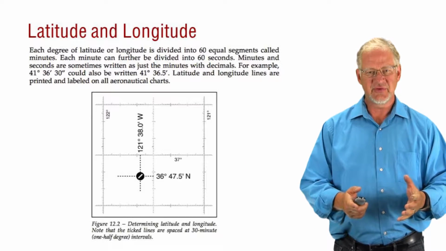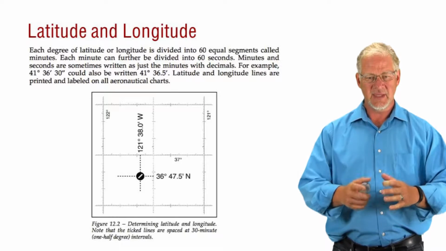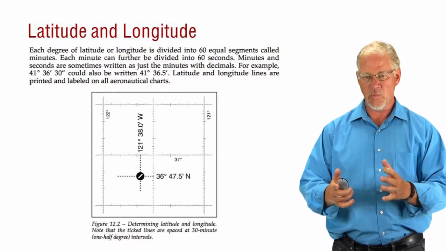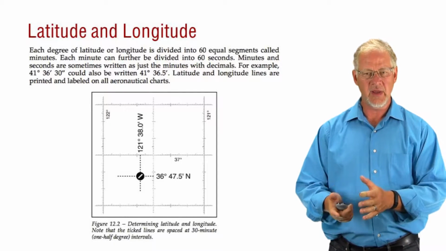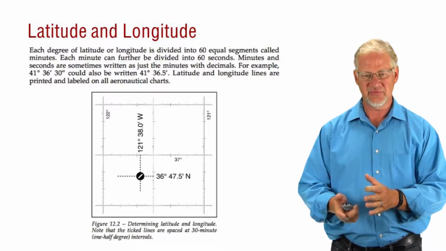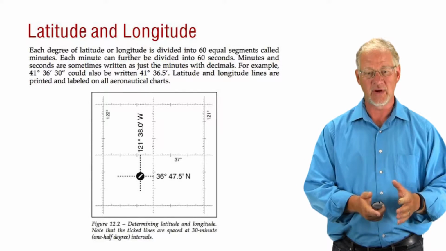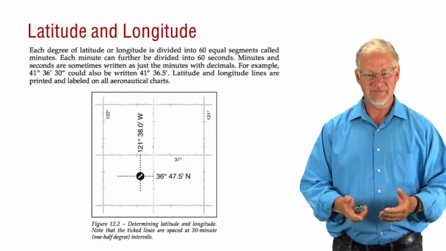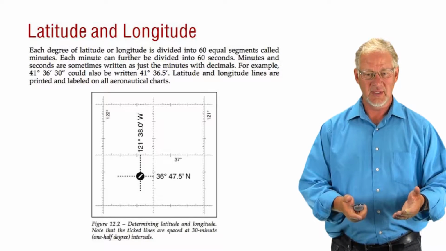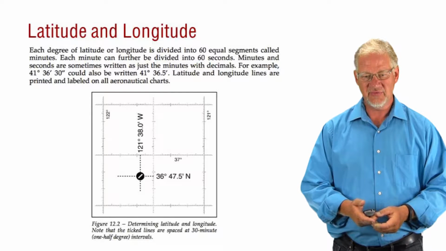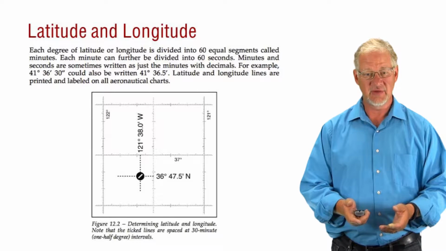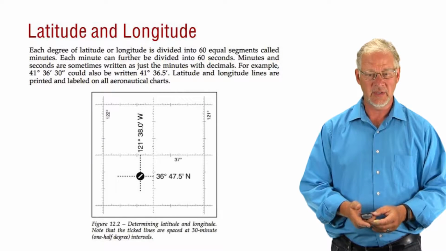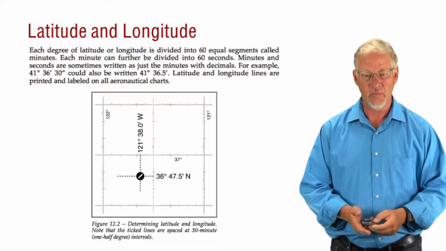Now, the chart that you see popping up on the screen in front of you is basically 1 degree. You've got 121 degrees on the right side of the screen. On the left side of that box, you've got 122 degrees. When you look down to the bottom, you're going to see a dot. That's an airport, and it's located at 36 degrees, 47.5 minutes north, and 121 degrees, 38.0 minutes west.